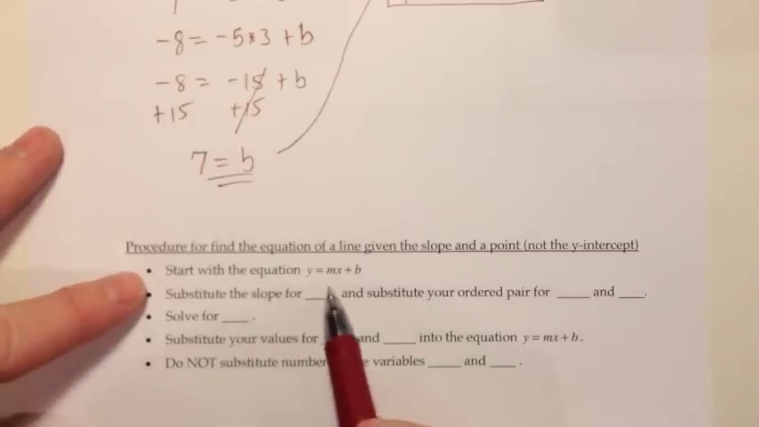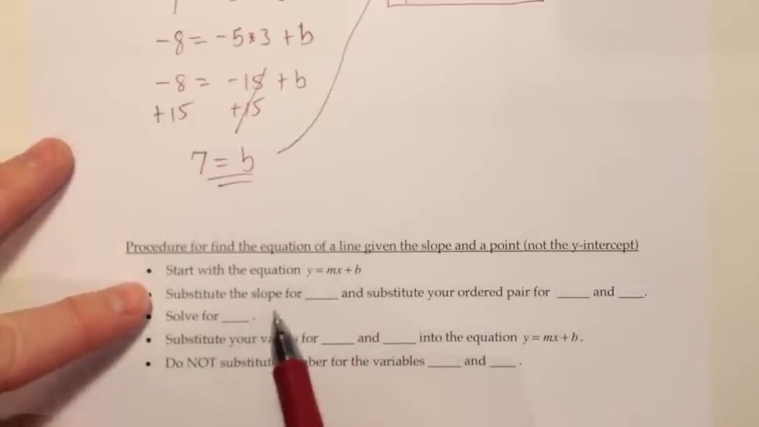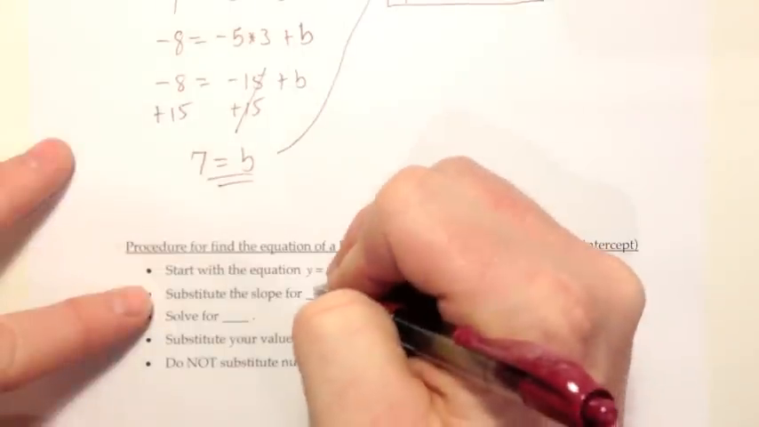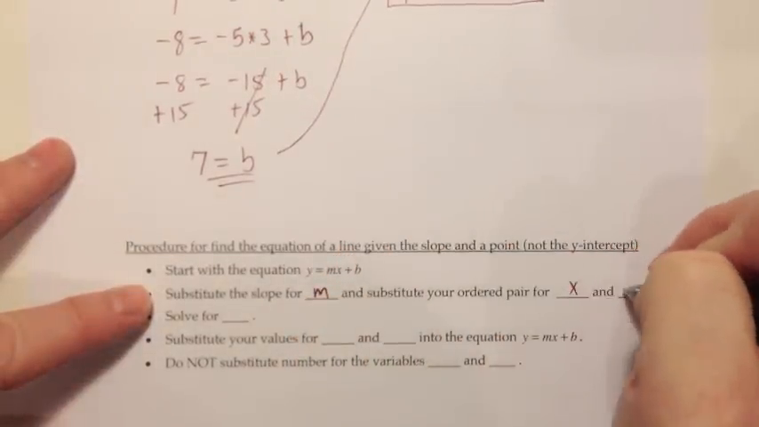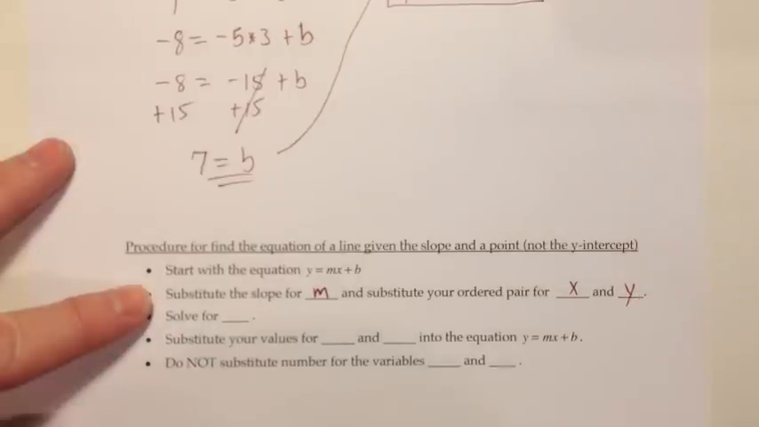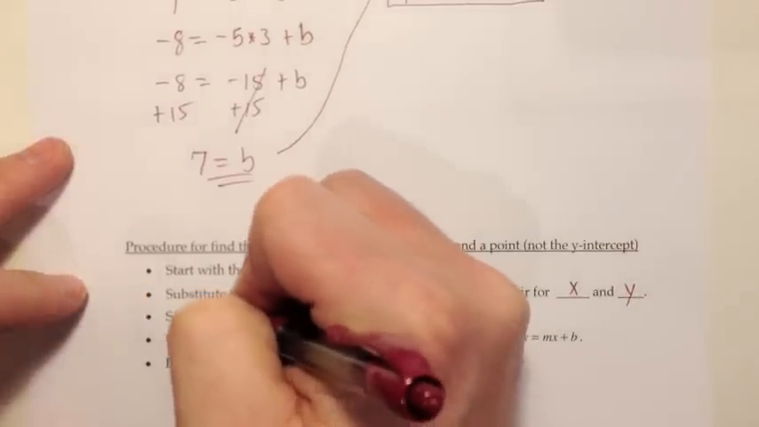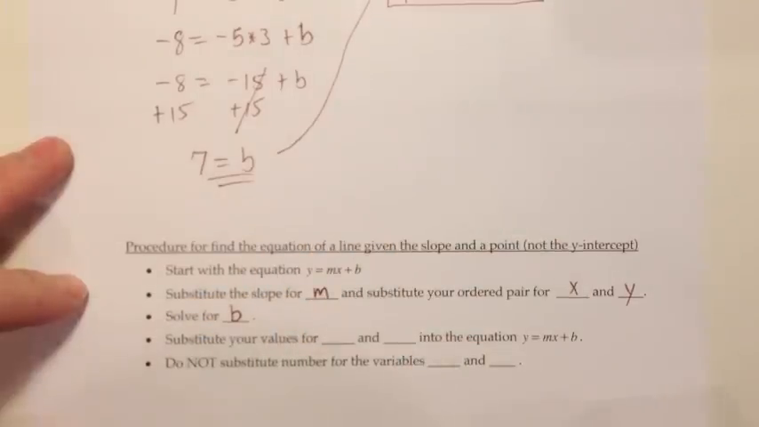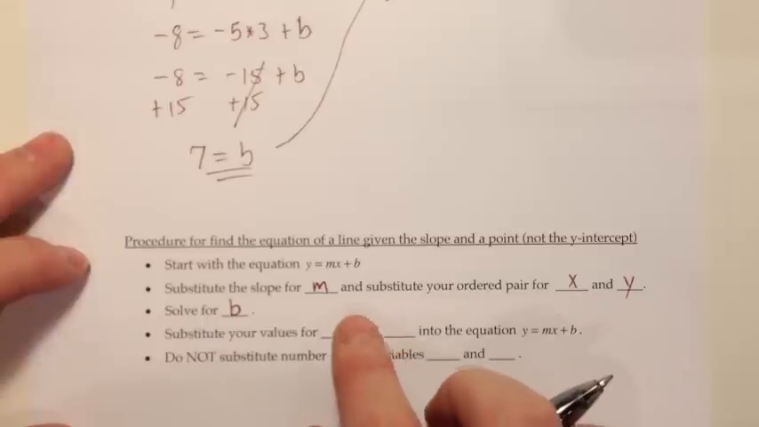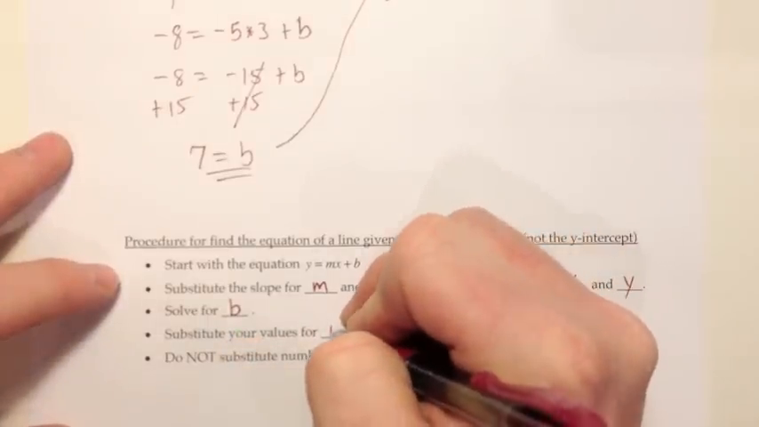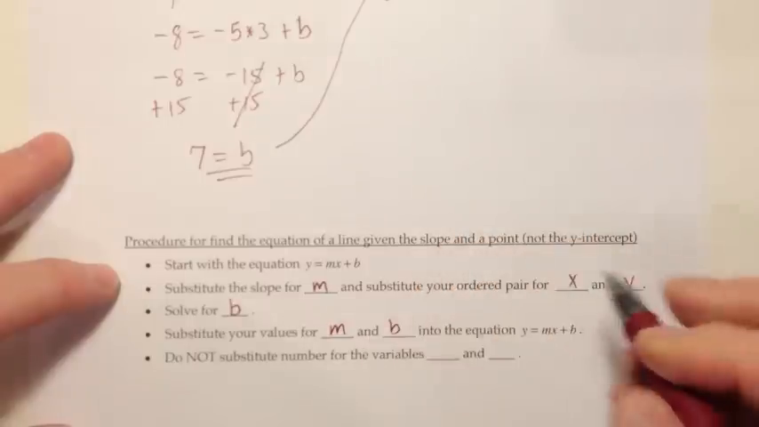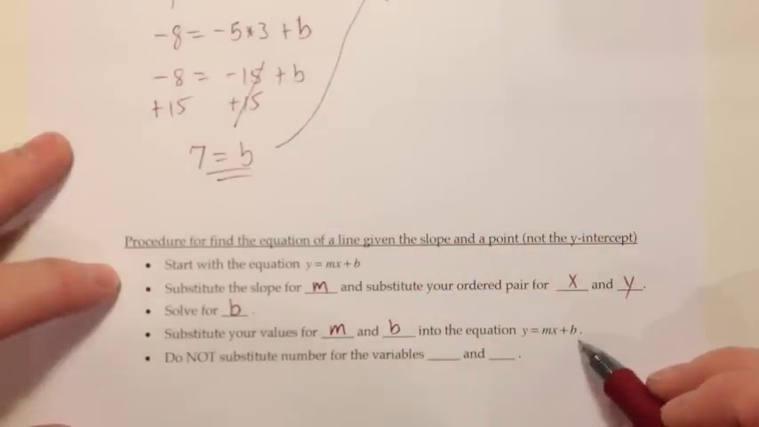Start with the equation y equals mx plus b, and substitute the slope for m, and substitute your ordered pair for the x and the y. When you do that, the only variable left in the equation should be b, so you would then solve for that b. And now you have m from the beginning, you have b figured out at this point, so you can substitute your values for m and b into the equation y equals mx plus b, and that'll give you your equation of the line.